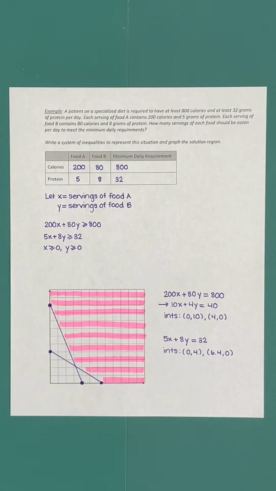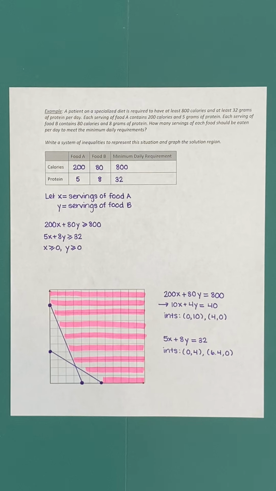So say, for instance, we have some combo that gives us 900 calories and 35 grams of protein. Well, that's fine. The goal is just to meet the minimum and potentially surpass it. Since it doesn't say we have to have exactly 800 calories, exactly 32 grams of protein, that's our indication that this situation is represented by inequalities. We can pass those amounts, we just have to make sure we at least meet those amounts.